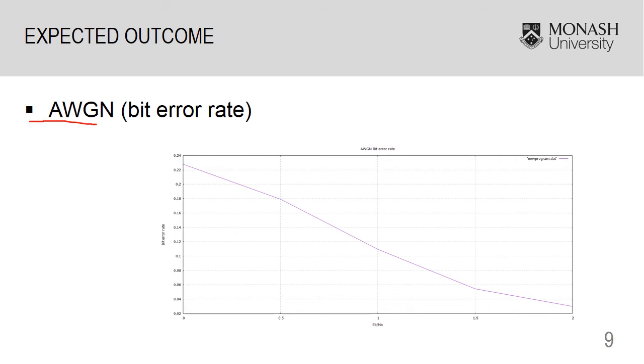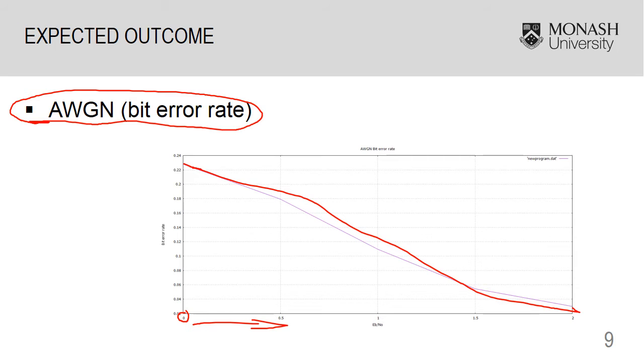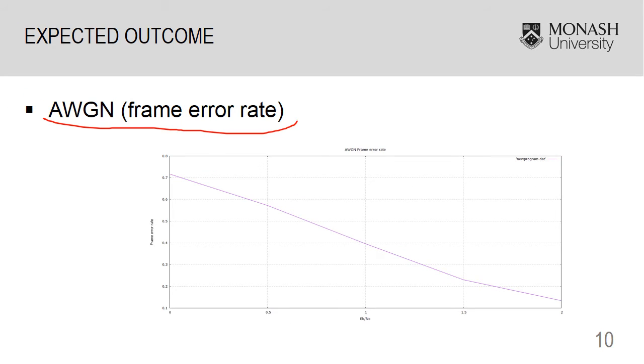This is an example outcome. I will discuss all the outcomes later in the following slides. This is only for AWGN, and this is the bit error rate of the AWGN channel. As we see, at 0 SNR, the bit error rate is quite high. As the SNR increases, the bit error rate goes lower. So this is the frame error rate. Similarly to bit error rate, at 0 SNR it will have a very high frame error rate. As SNR goes higher, the frame error rate goes lower.